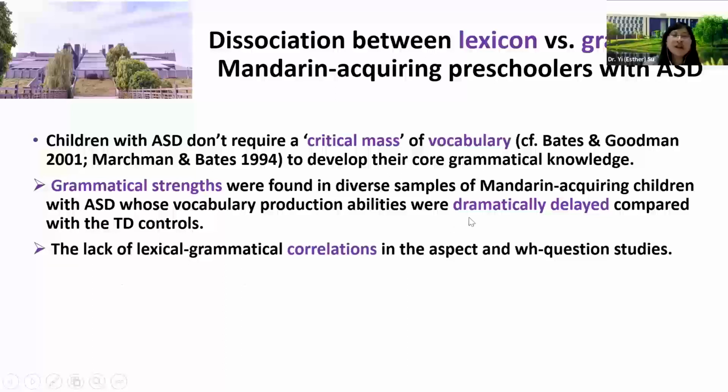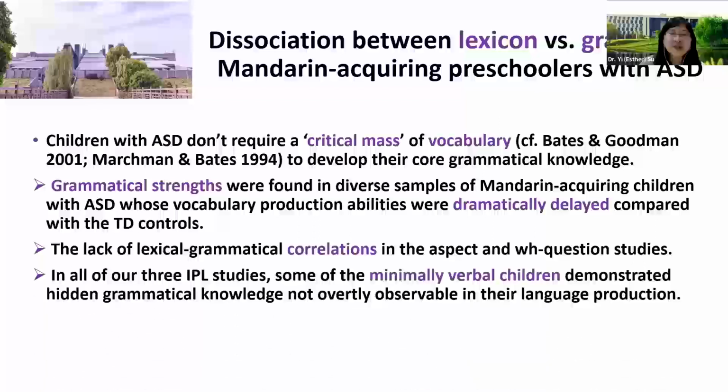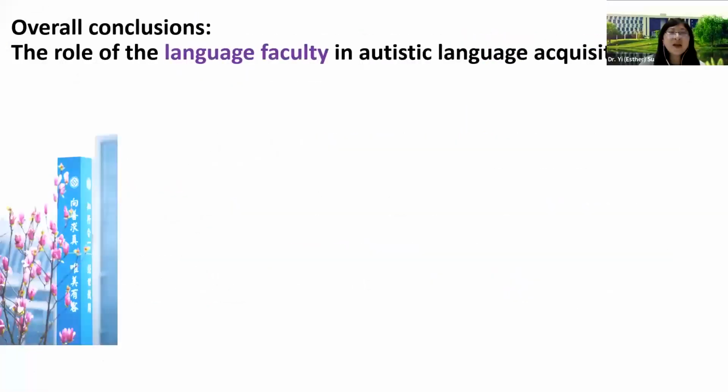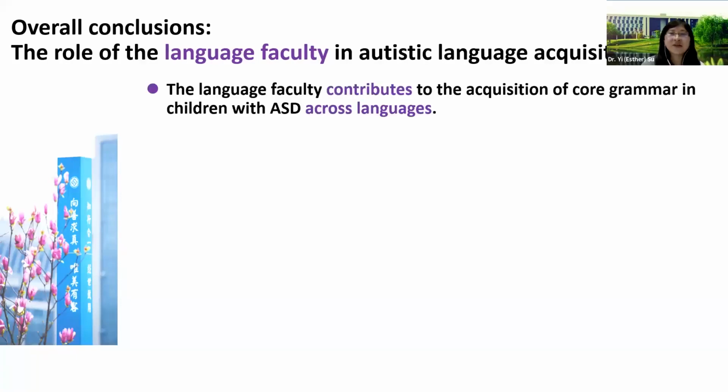And also we found the lack of lexical-grammatical correlation in the aspect and WH question studies. And as I mentioned, some of the minimally verbal children demonstrate hidden grammatical knowledge not overtly observed in their language production. So overall, we think our data testify to the operation of the language faculty in autistic language acquisition. The language faculty contributes to the acquisition of core grammar in children with ASD across languages, like in Mandarin Chinese and also in previous English studies.